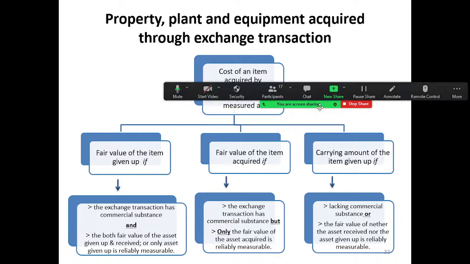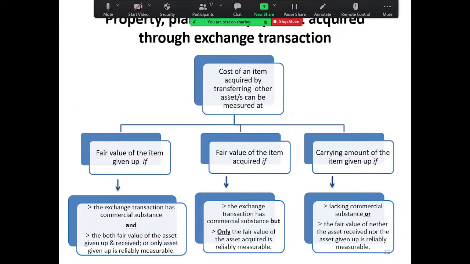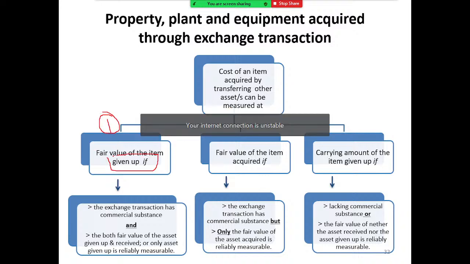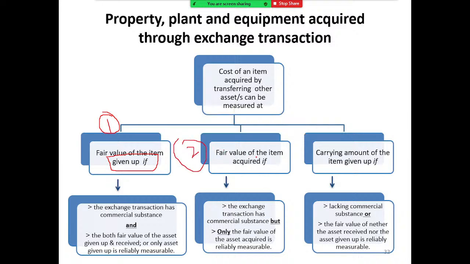So this is the decision chart. The cost of an item acquired by transferring other assets. Option 1 is the fair value of the item given up. The second option is the fair value of the item acquired, the new asset. The third option is the carrying amount of the item given up. So we have to choose which one.